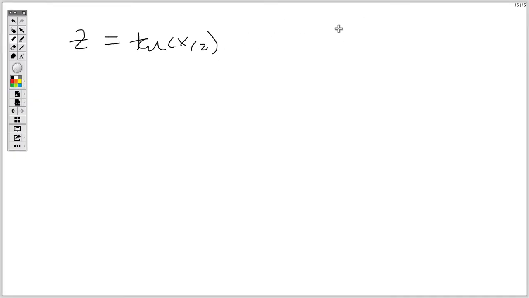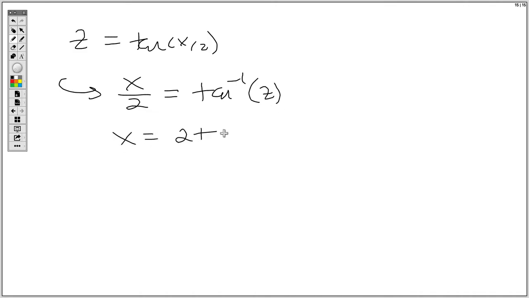and we restrict x, then you can get x over 2 is the inverse tangent of z. So x is 2 times the inverse tangent of z. So if we look at x between negative pi and pi, we let z equal tangent of x over 2. That's equivalent to x being 2 inverse tangent of z.